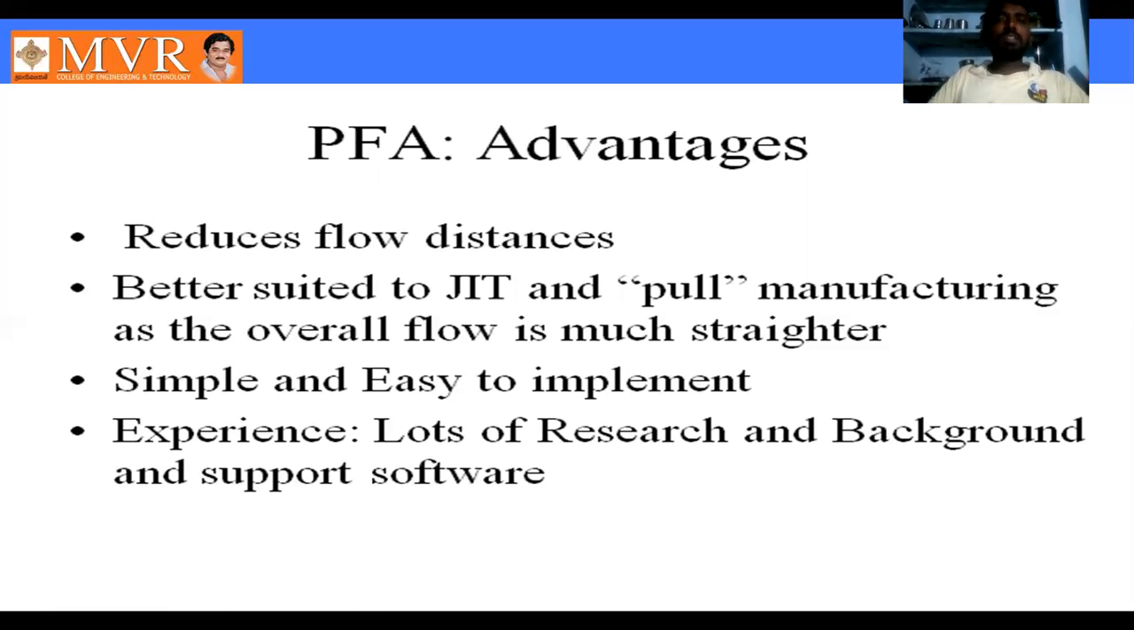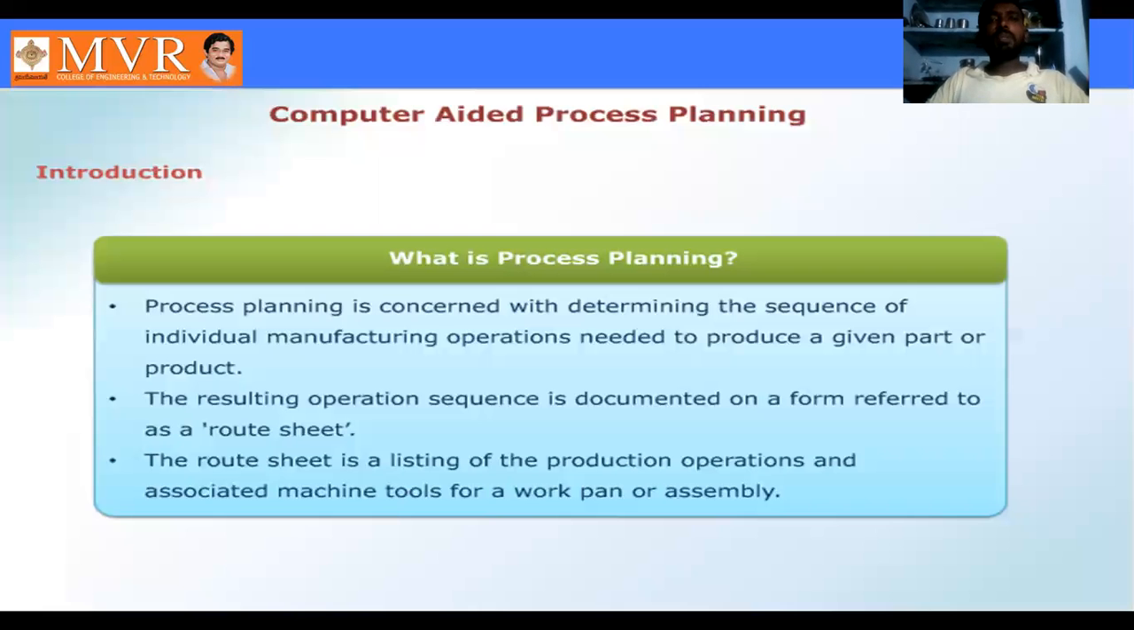Next, these are the methods in part families. Next, we can see a new topic, computer aided process planning, CAPP. This is the introduction to CAPP. Process planning is concerned with determining the sequence of individual manufacturing operations needed to produce a given part. This one we can call CAPP.